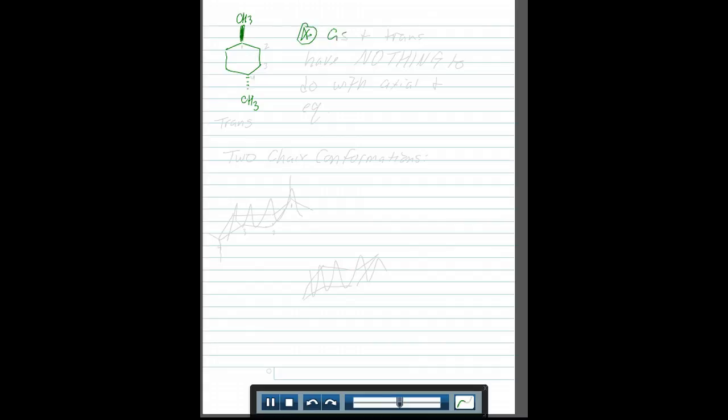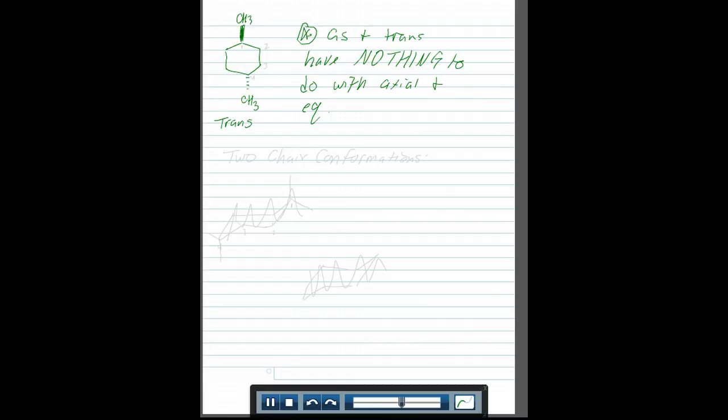Cis and trans have nothing to do with axial and equatorial. They are two different concepts. They don't even correlate with each other. So let's talk about this. This is a trans molecule. I think during lab or homework you'll probably do the cis. You'll probably do the trans again too.